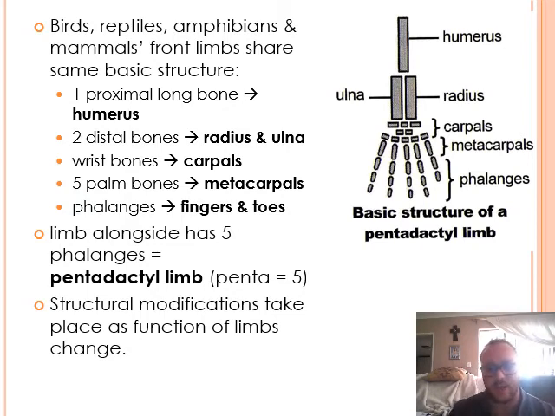Now, the structural modifications take place as the function of the limb changes. So remember I briefly mentioned earlier about natural selection. So if you can remember that, if an individual ends up in a different environment where it has different genetics, it's going to change its structures because of how it's able to survive and cope and reproduce in that environment. And over time, certain structures are going to be selected for, and by selected I mean those are the ones that only survive. And when they're selected for, that is the structure that's going to be able to go on into the future and eventually change the species potentially.